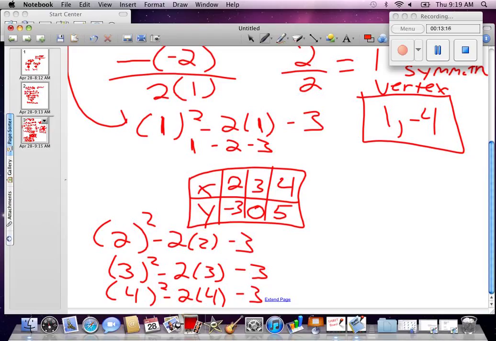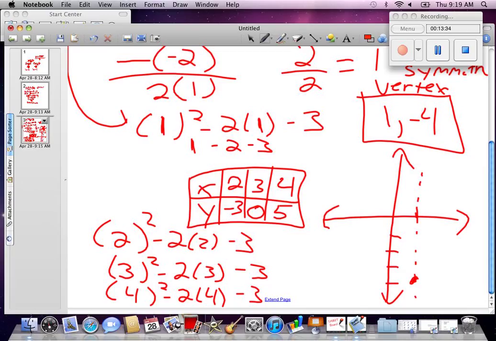Graph. I'm going to plot my points. First one I'm going to put on here is the axis of symmetry. I go over 1, down 1, 2, 3, 4. That's where my axis of symmetry is. Okay. Next I'm going to go over 2, down 1, 2, 3. Next I go over 3, down 0. And then I go over 4, up 1, 2, 3, 4, 5. So here is half of my parabola.